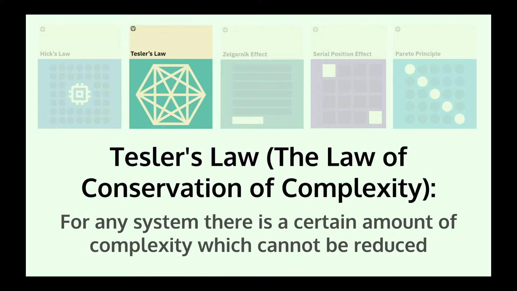So then there's Tesler's Law, which is a little bit of a counterpoint to the other one. There's a certain amount of complexity you have, and you can't always get it to a smaller form. We want to ask the user for less work, but it's really asking them for more work if we take away functionality that they need.